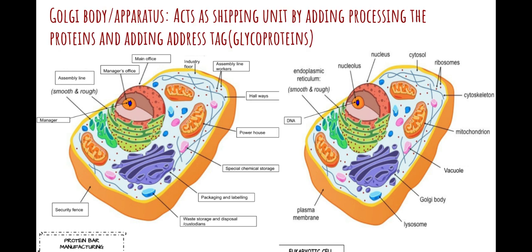Golgi apparatus is a packaging organelle. It was named after Camillo Golgi, an Italian biologist. It works closely with the rough endoplasmic reticulum. Proteins made in the rough endoplasmic reticulum will be sent to the Golgi body to get processed and shipped to its destination.